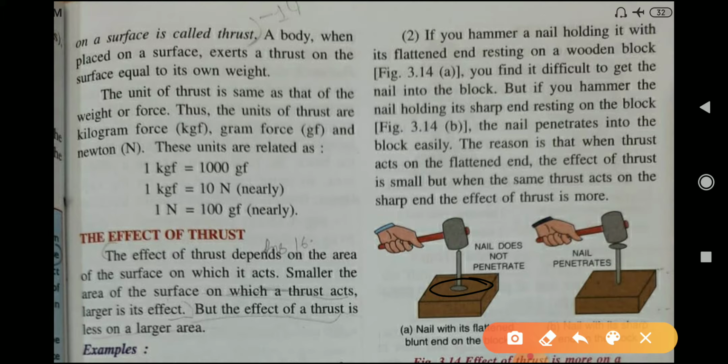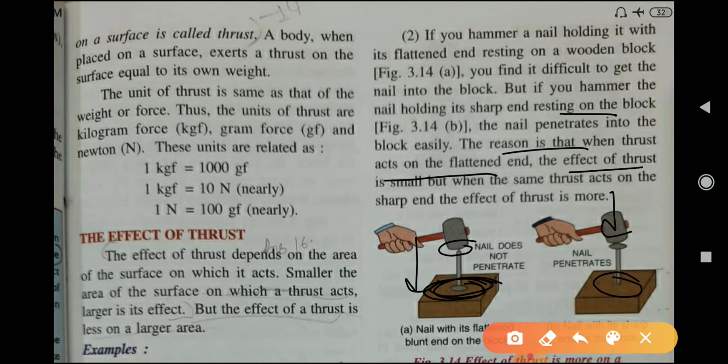Now if you hit the hammer on this side of the nail, with the flattened end towards the wooden block, it will be difficult for you to drive the nail into the wood. But if you hammer the nail holding it with its sharp end resting on the block, meaning here the sharp end is in contact with the block, and you now hit the hammer on this nail, the nail penetrates into the block easily. The reason is that when thrust acts on a flattened end, the effect of thrust is small.